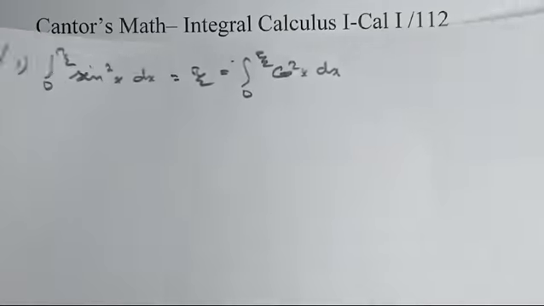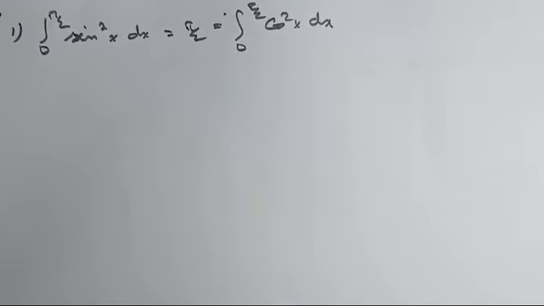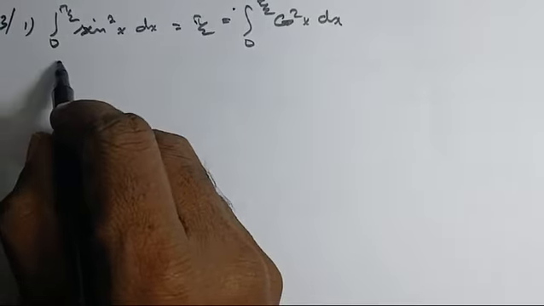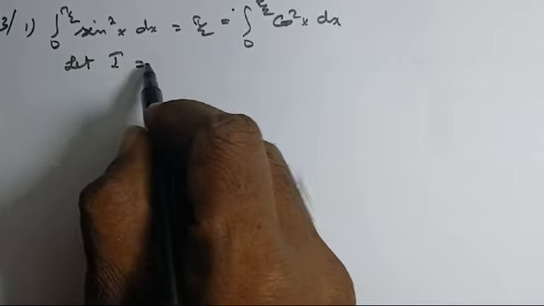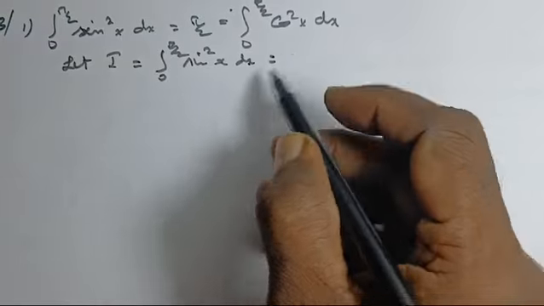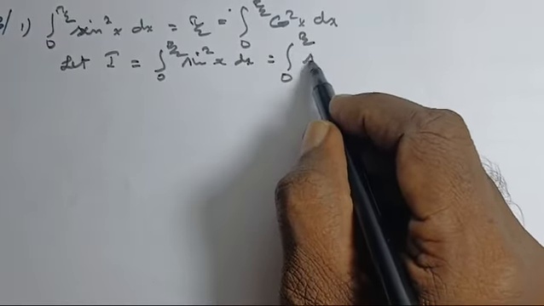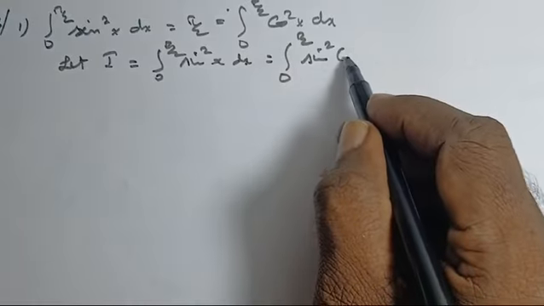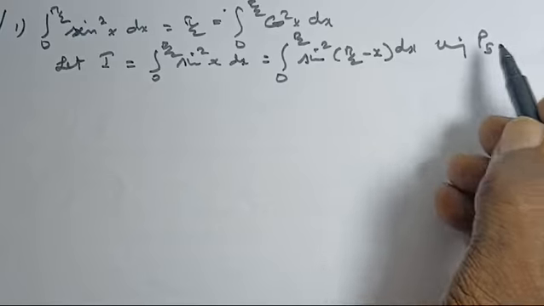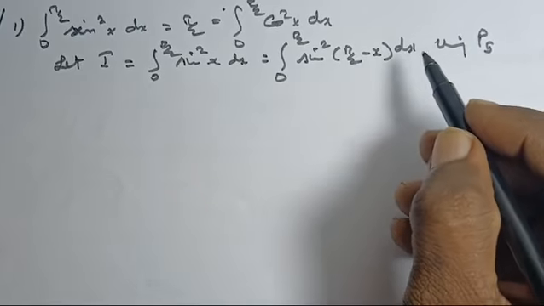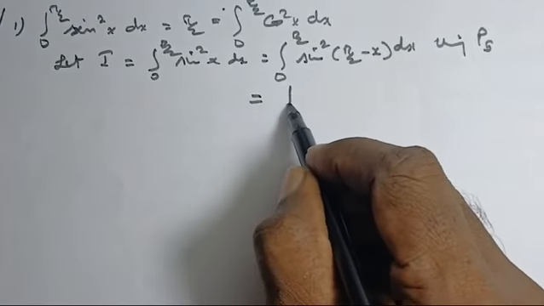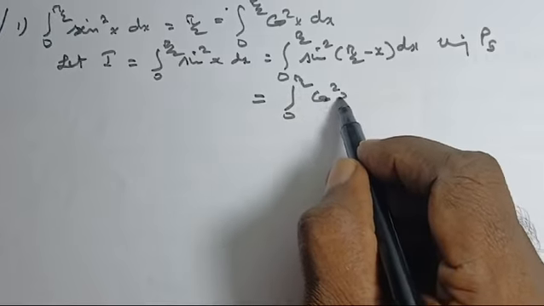Now, problem number 1, that is integral 0 to pi by 2 sin squared x dx equal to integral 0 to pi by 2 cos squared x dx. Now, let us take this first one as I, integral 0 to pi by 2 sin squared x dx. We apply P5, that is integral 0 to pi by 2 sin squared. Here a is the upper limit pi by 2, therefore pi by 2 minus x. Using P5, integral 0 to a f of x dx equal to integral 0 to a f of a minus x dx. What is sin of pi by 2 minus x? Sin pi by 2 minus x is cos x, therefore cos squared x.